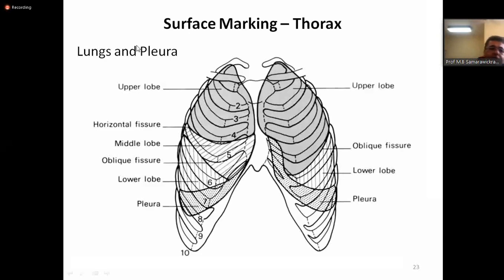You have to know how to surface mark the lungs and pleura, right? So it is very important. You can remember one, you can remember the other. We'll see the lungs, right? So the apex of the lung lies about 2.5 centimeters above the medial 1/3 of the clavicle. Then their anterior borders come forward and they meet together at the level of the sternal angle.